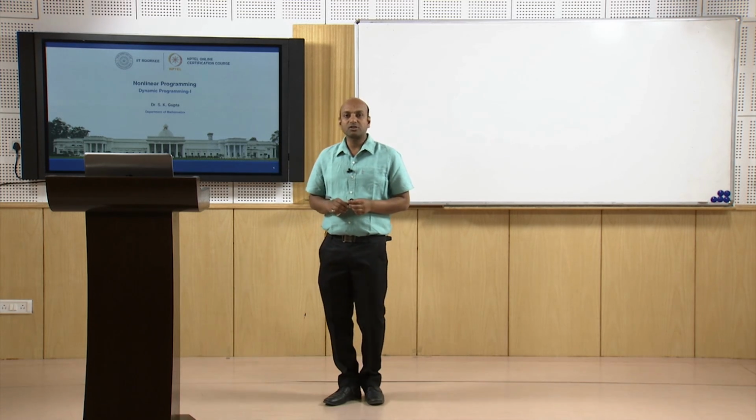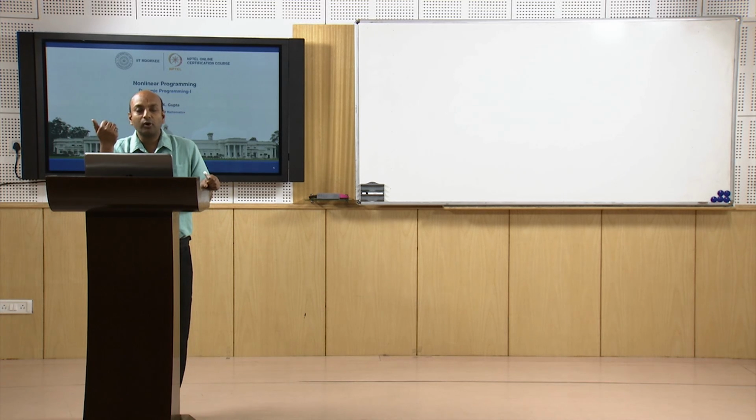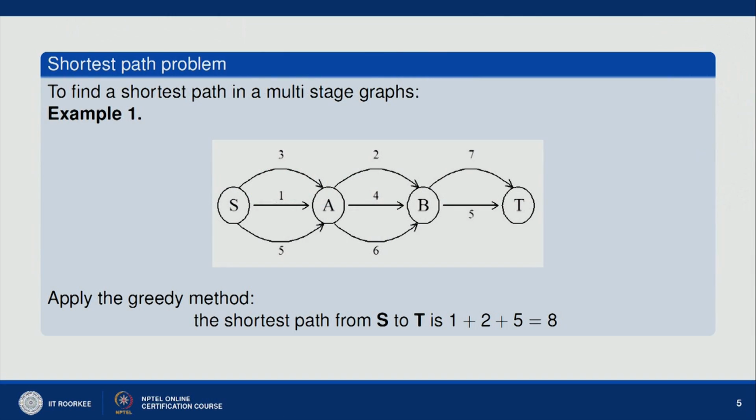So, let us discuss dynamic programming first by a shortest path problem. From this we will have an idea what dynamic programming problems are and how it is useful to solve some nonlinear problems. First is to find the shortest path in a multi-stage graph. You see here in this example number 1, we have 4 nodes: S, A, B, T. These are the nodes, or the cities or the stations. Now, these arcs indicate the distance between the stages.